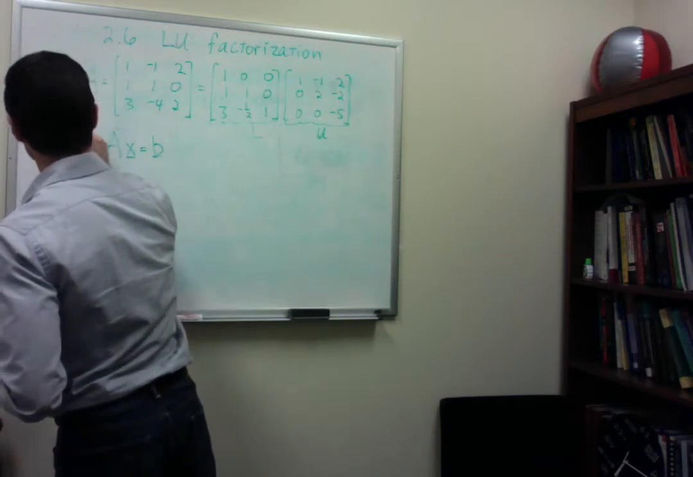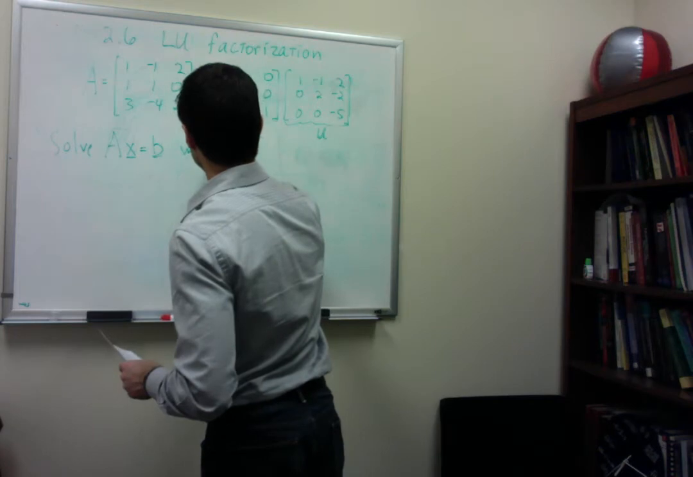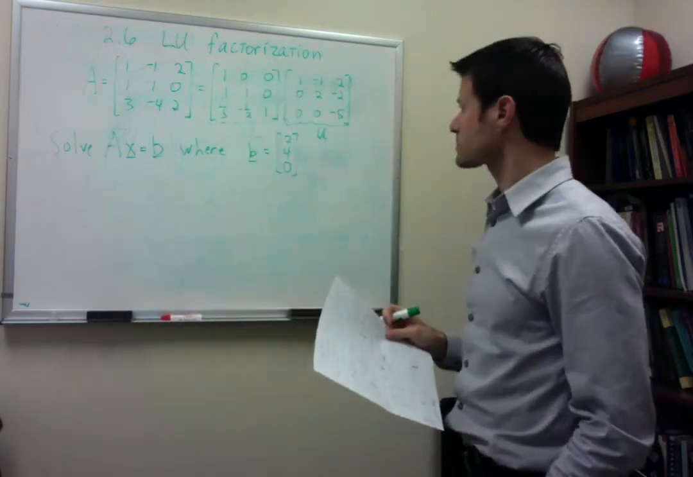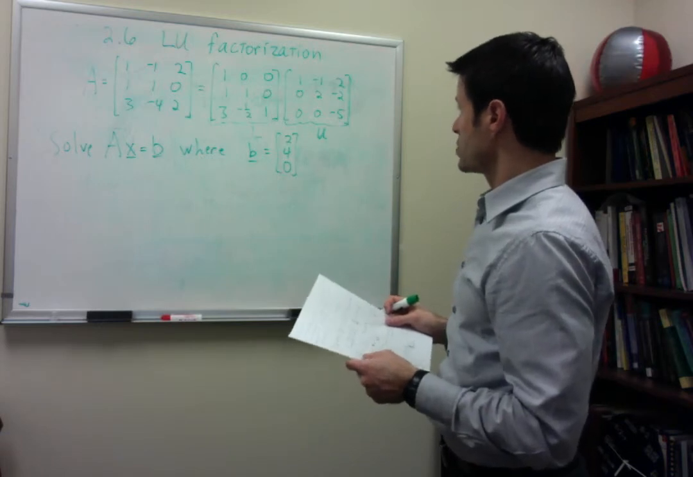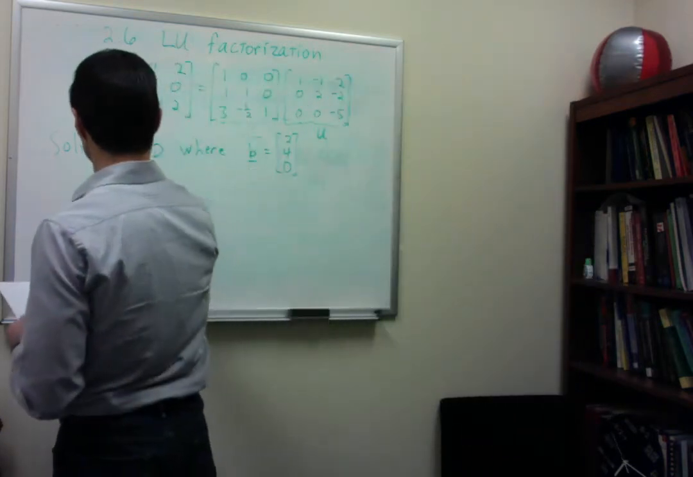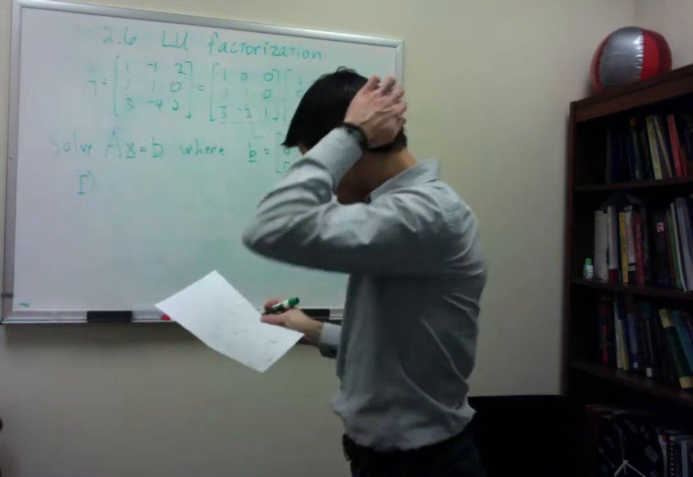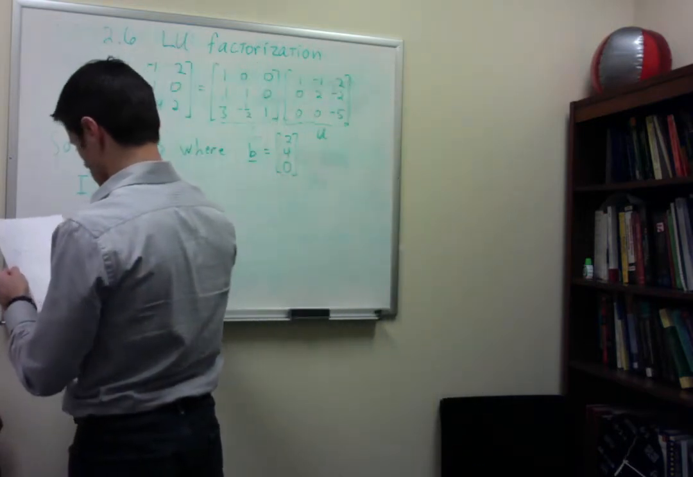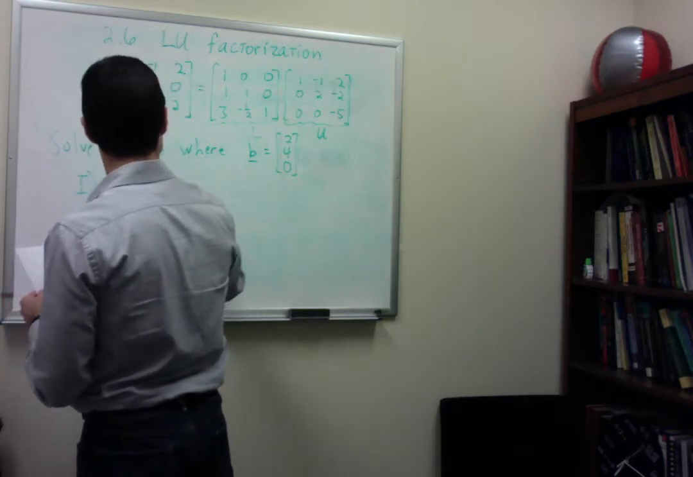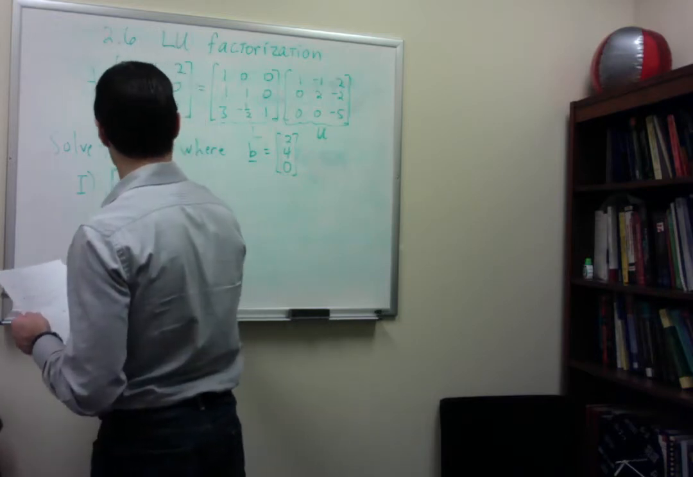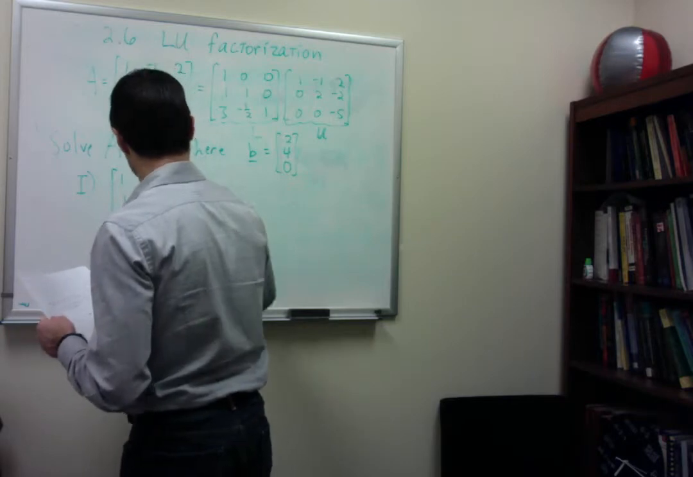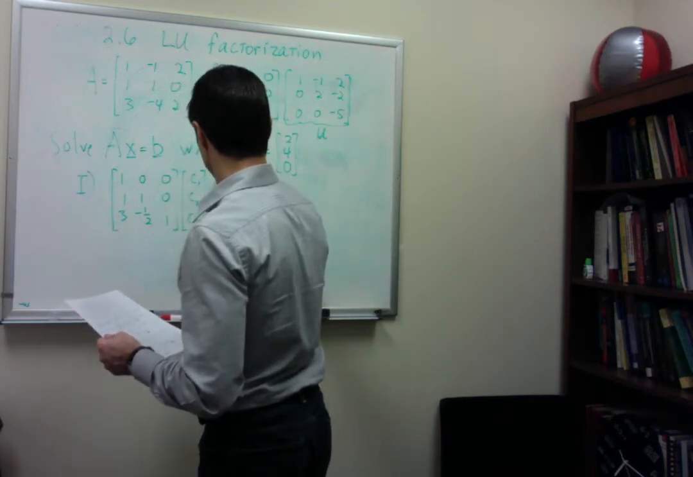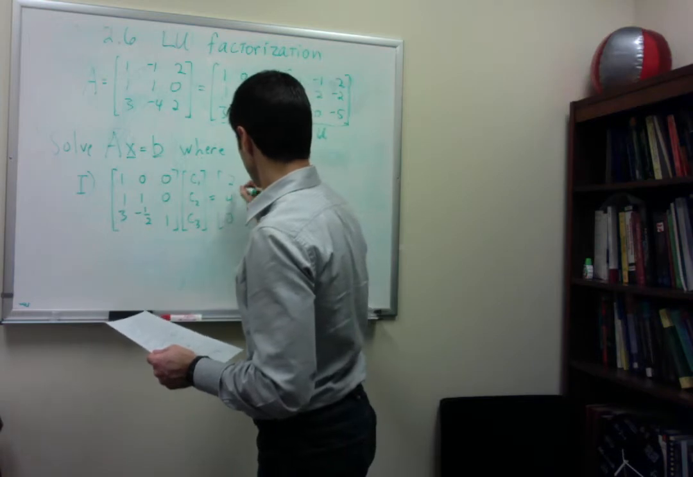So we're going to solve AX equals B, where B is the vector 2, 4, 0. So we have our LU factorization of A, and our first step is to solve LC equals B. So here's L. So that system looks like this. There's L, and C is a vector with unknowns, I'll call them C1, C2, C3. And here's my vector B.